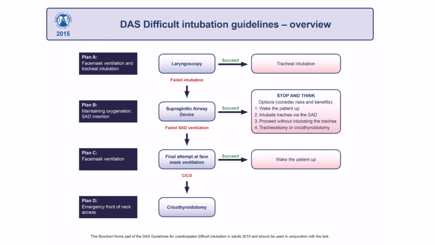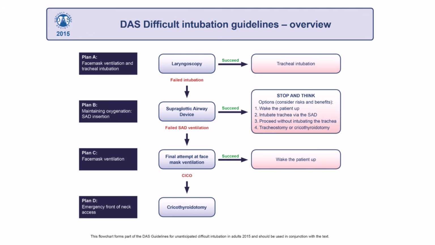Plan B involves insertion of a supraglottic airway device, ideally a second-generation device. If oxygenation is restored, the team should pause to decide whether to wake the patient, continue with surgery using the device, or attempt intubation through it. If oxygenation is not possible, the algorithm advances to Plan C.